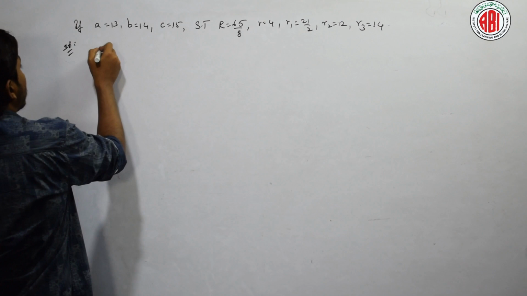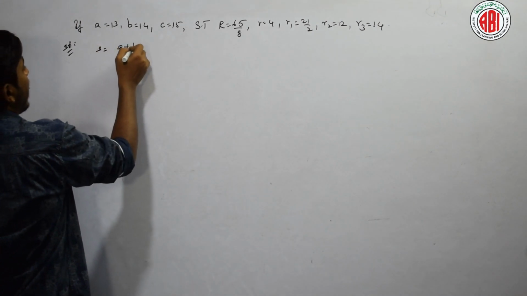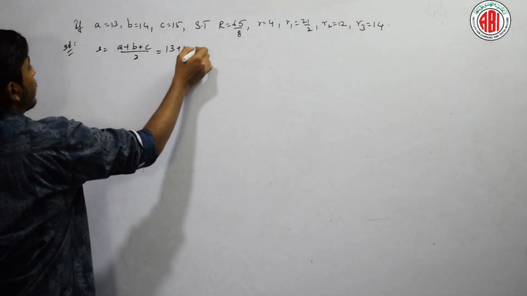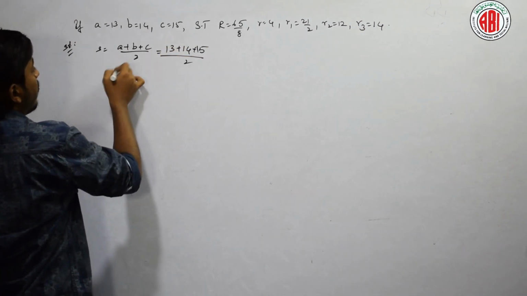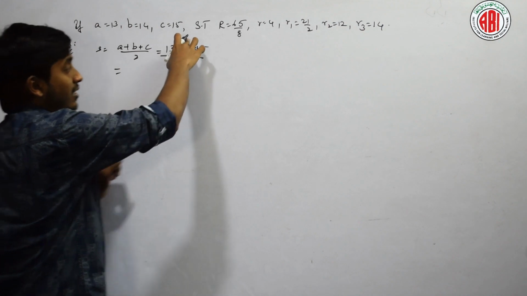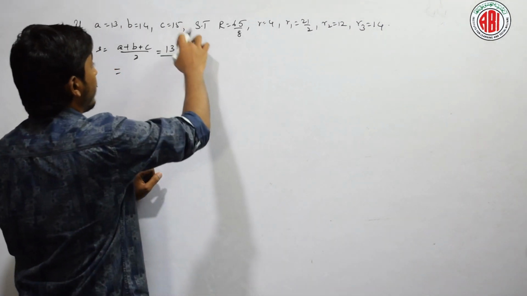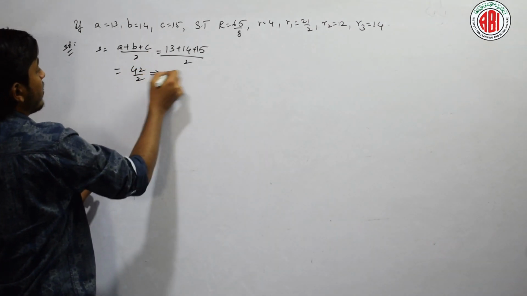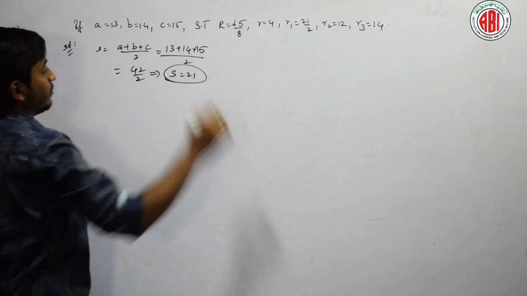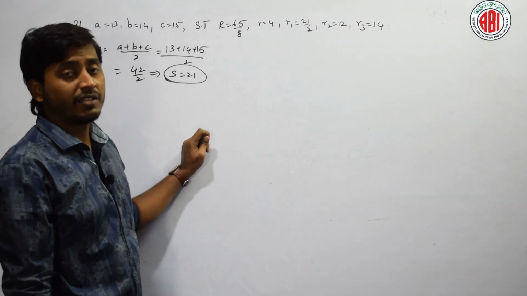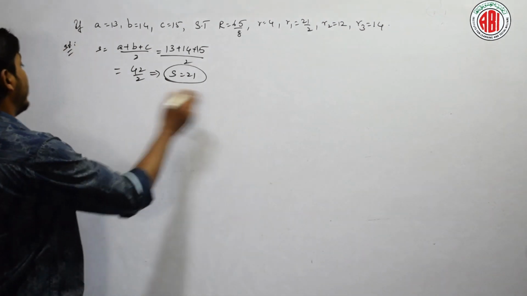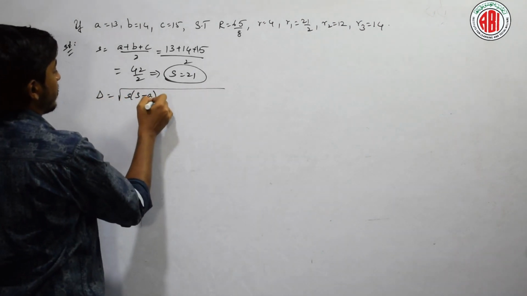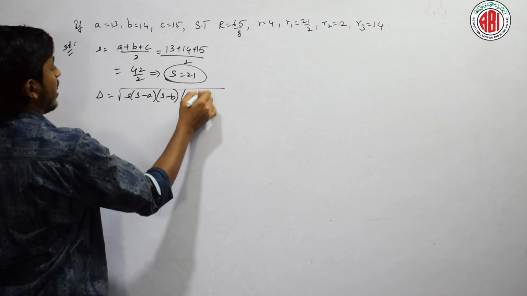First of all, tell me what is S. S is a plus b plus c by 2, that is equal to 13 plus 14 plus 15 by 2. What is the value? 13 plus 14 is 27. 27 plus 15 is 42. 42 by 2, that is S is equal to 21. Clear? Then next we have to find the value of delta, that is the area formula, under root S into S minus a, S minus b, S minus c.